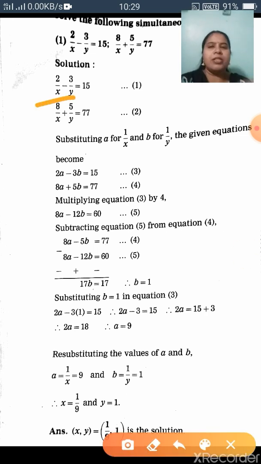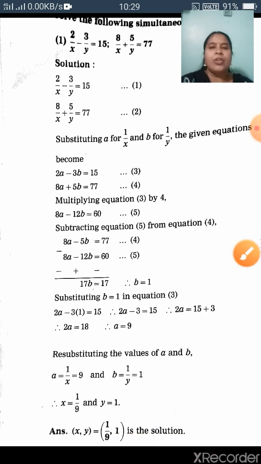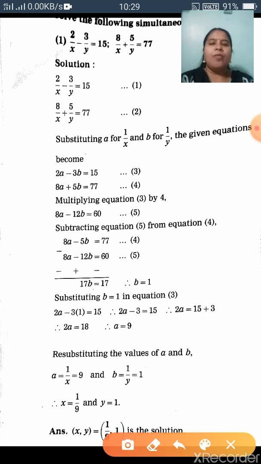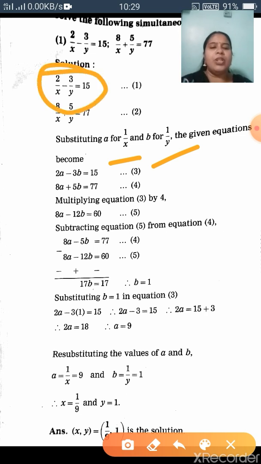Now to reduce this, as you can see, this is 2 upon x. 2 upon x is nothing but 2 into 1 upon x. Similarly, 3 upon y is nothing but 3 into 1 upon y. So in order to reduce this to standard form, what will we do? We will give a substitution: 1 upon x is equal to a and 1 upon y is equal to b.